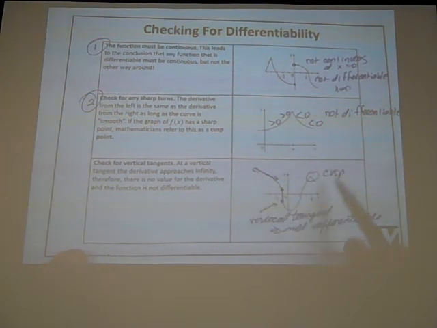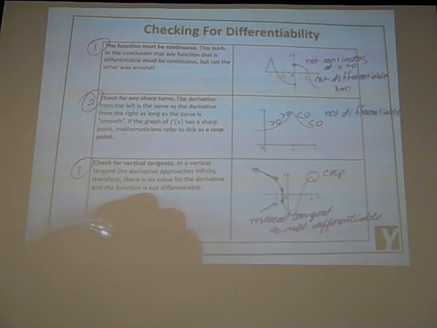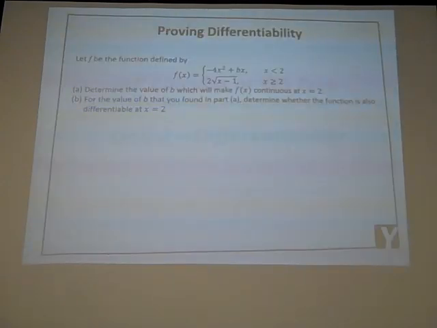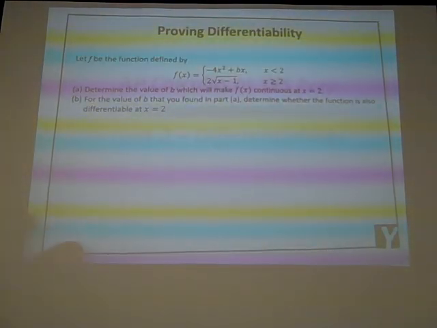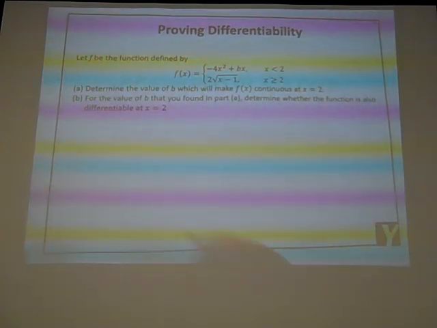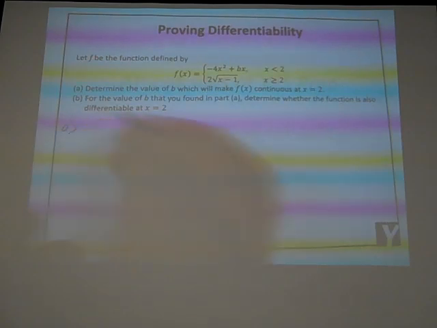If I have a continuous function, with no cusp points, but I have a vertical tangent line, the function also fails to be differentiable. So those are the three things that you check. Now, let's actually talk about how we can prove something like this, because that is always the million-dollar question in AP Calculus.